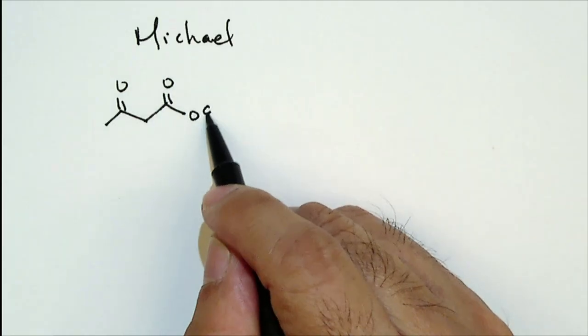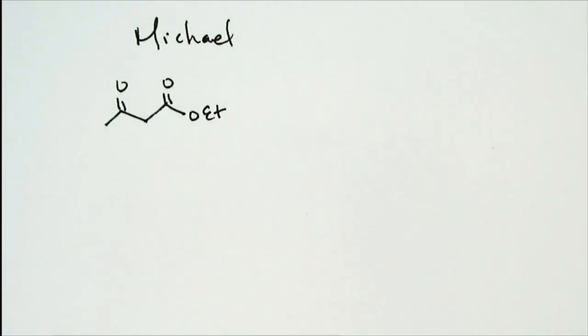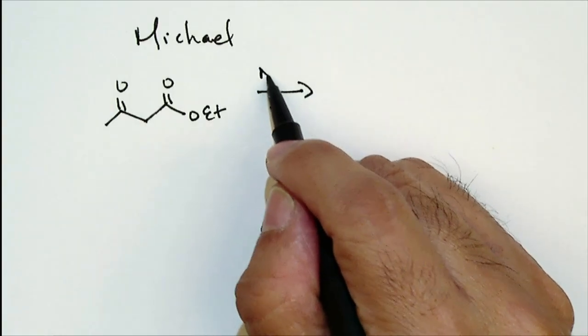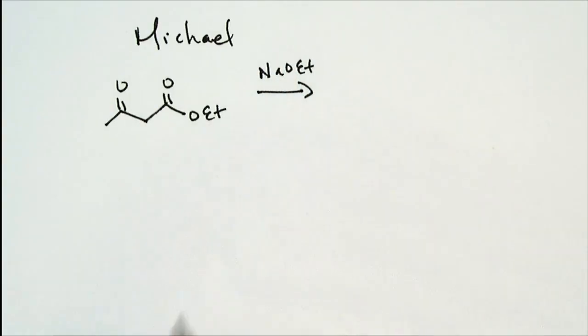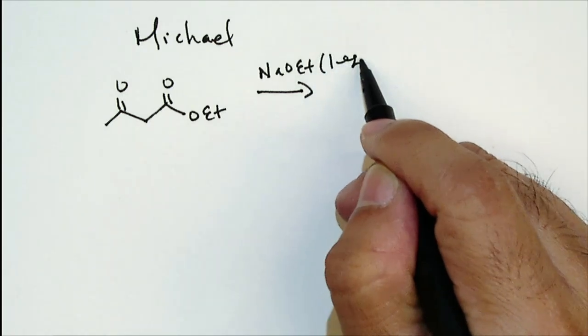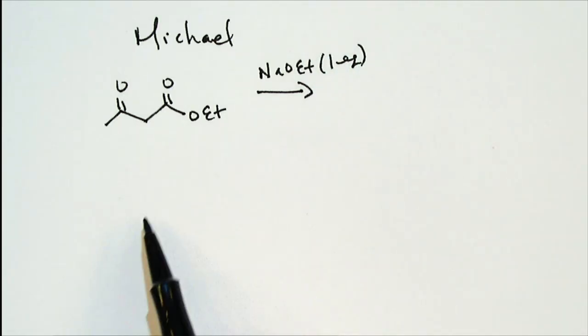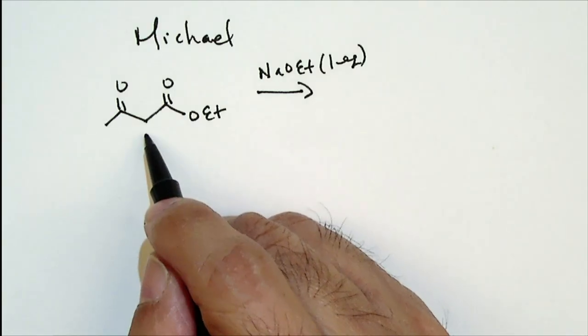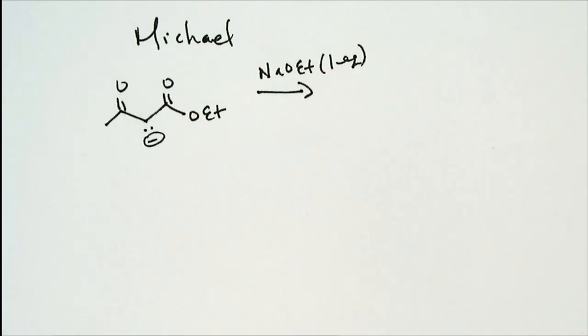something like acetoacetic ester, and we were to deprotonate that? So let's say sodium ethoxide, 1 equivalent, because if you recall, having 2 equivalents changes where you're going to deprotonate. So that would deprotonate the expected alpha position between the 2 carbonyls.